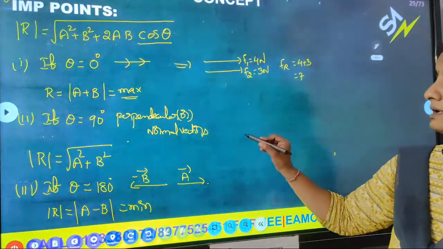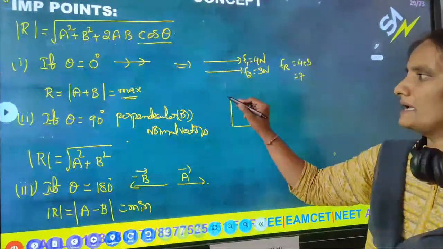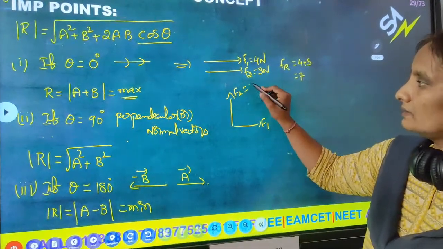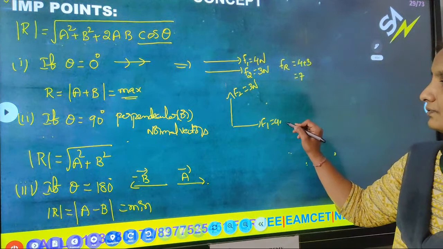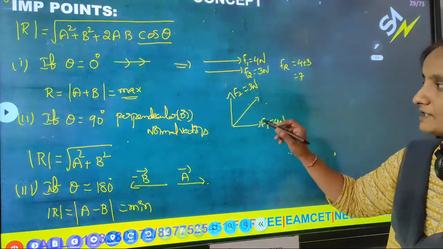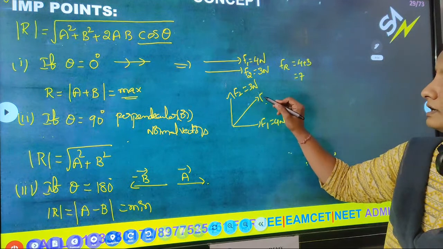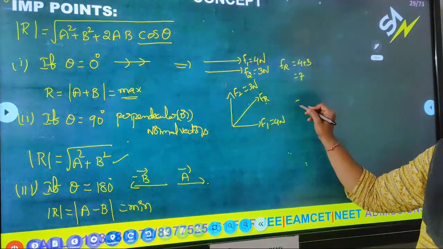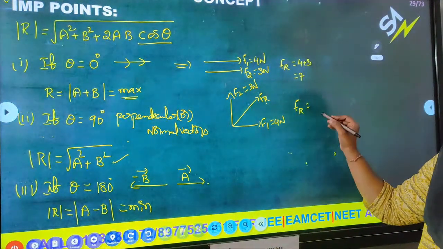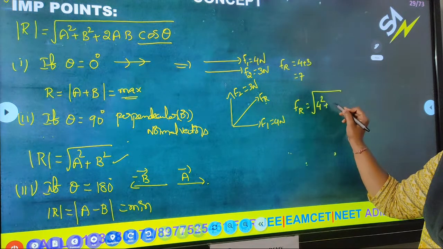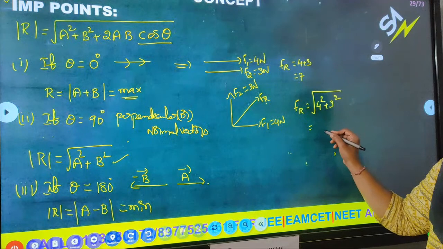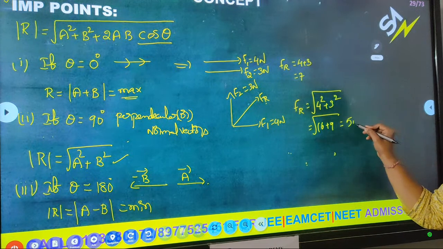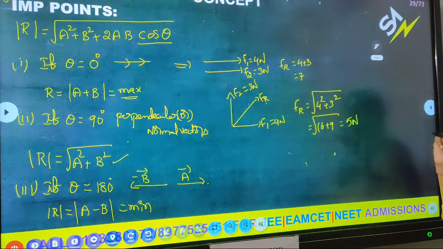Now theta is equal to 90. Here the vectors are perpendicular to each other, with the same magnitudes. F2 is 3 newtons, F1 is 4 newtons. The resultant of these two will lie between these two vectors. Now this will be the resultant, and we can use this result to find the resultant of these two force vectors: under root 4 square plus 3 square, which is equal to 16 plus 9, 25. So we are getting the resultant force as 5 newtons.